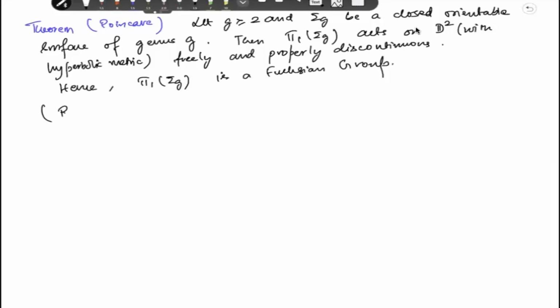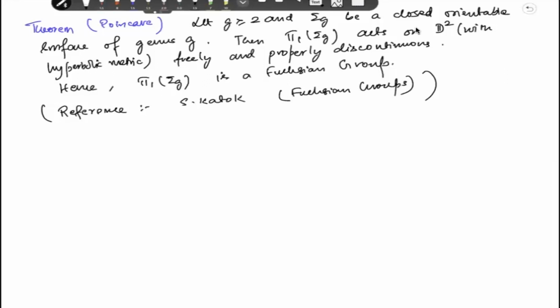You can refer to this book by Katok. The title of the book is Quotient Group.